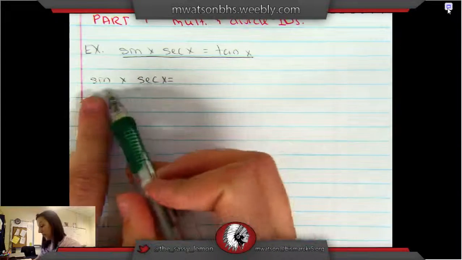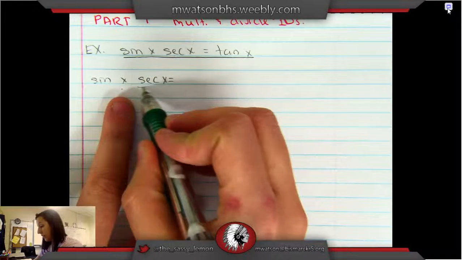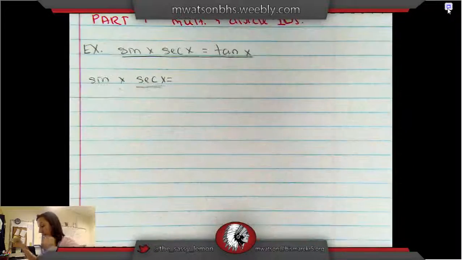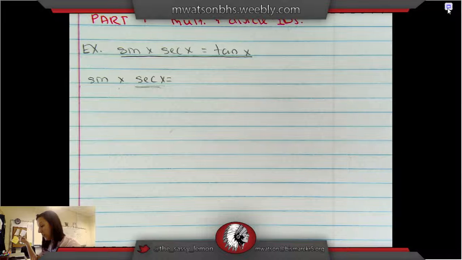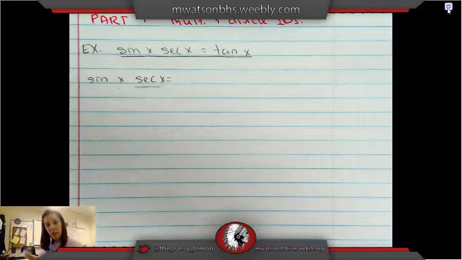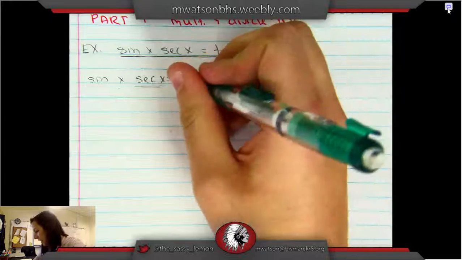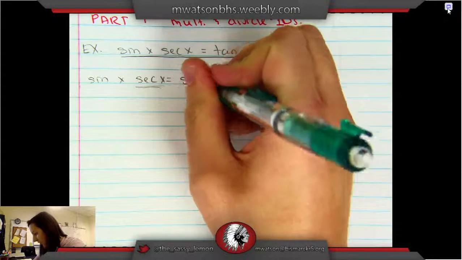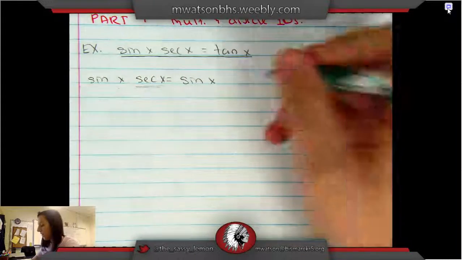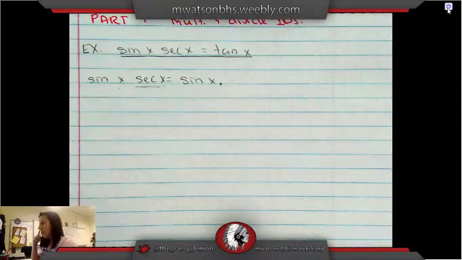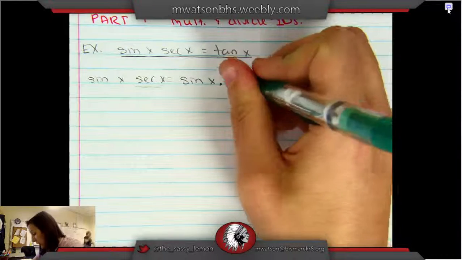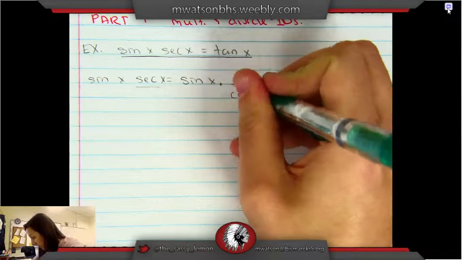So this one's already a sine. How can we change secant of x into a sine or a cosine? Well, hopefully you guys are thinking of that reciprocal identity. So let's go ahead and try changing secant using the reciprocal identity. So that's going to be 1 over cosine of x.